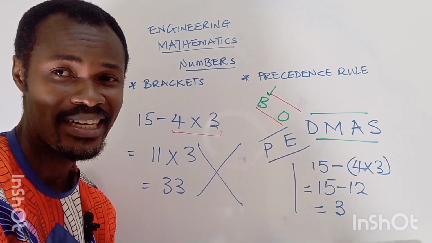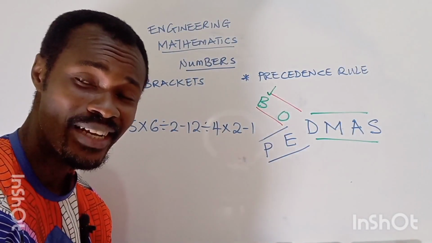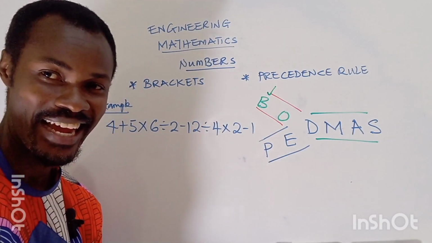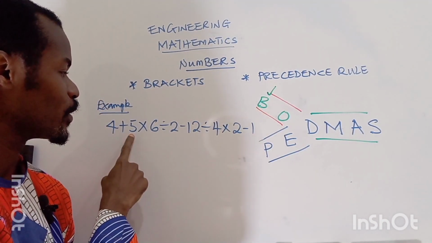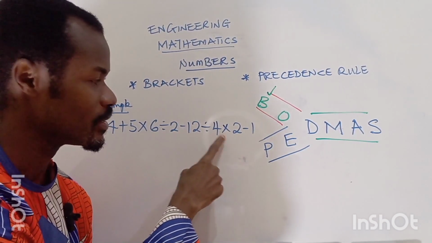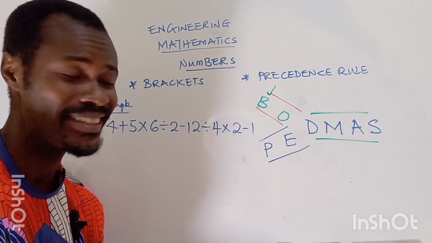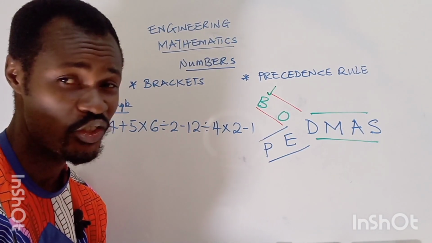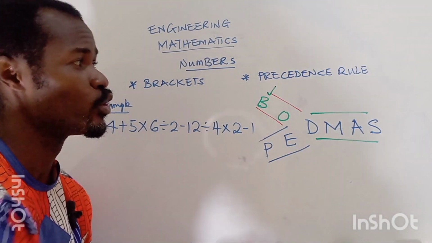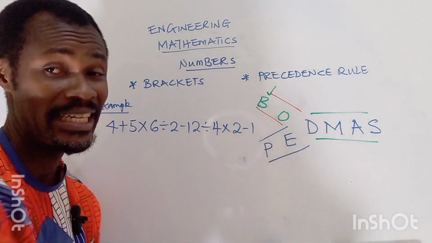Let's look at some other problems using the precedence rule. So let's look at a simple question like this on the board: 4 plus 5 times 6 divided by 2 minus 12 divided by 4 times 2 minus 1. Now, when you're given simple questions like this, in maths or engineering maths, you want to follow your precedence rule, which is your BODMAS.